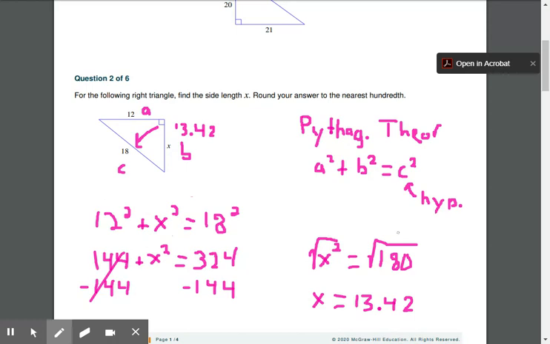All right, so that should do it. There's the two different types of problems: using the Pythagorean theorem to find the hypotenuse, and then using it to find a leg length.